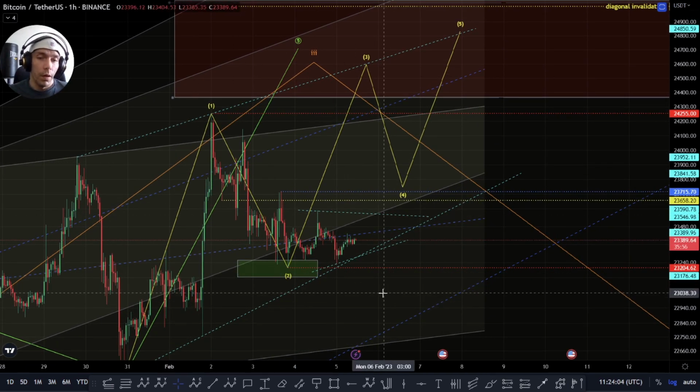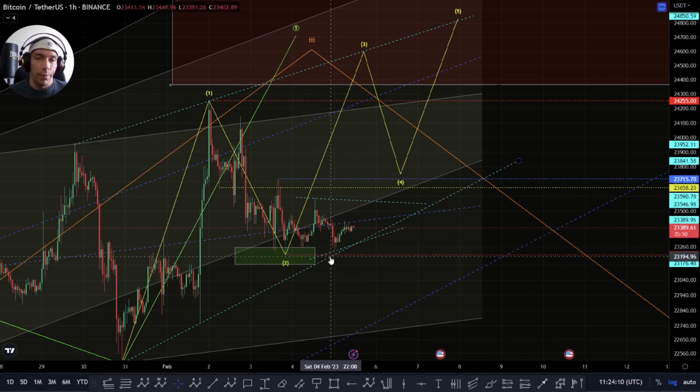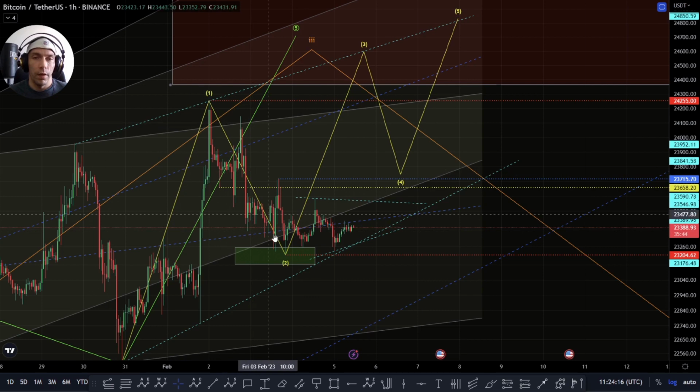Okay, so effectively what we'd want to see here is, like I said, we want to see this start to move away from this point. It could come down a little bit more and potentially retest this channel, but the structure wouldn't be great then.